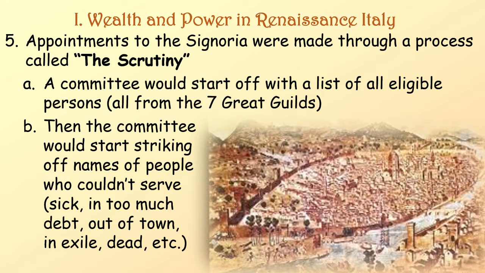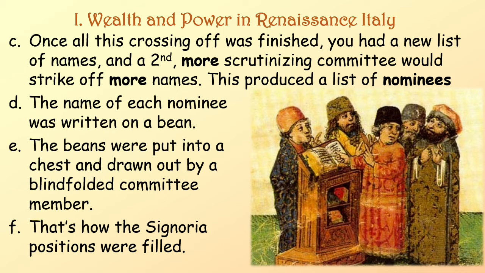Appointments to the Signoria were made through a process called the scrutiny. A committee would start off with a list of eligible persons from all the 7 great guilds, and then that committee would start striking off names of people who couldn't serve. Maybe they were sick, or in too much debt, or out of town. Maybe they were in exile. Maybe they were dead. Once all of this crossing off was finished, you had a new list of names, and then a second, more scrutinizing committee would strike off more names. This produced a final list of nominees. The name of each nominee was written on a bean, and then the beans were put into a chest and drawn out by a blindfolded committee member. That's how the positions in the Signoria were filled.